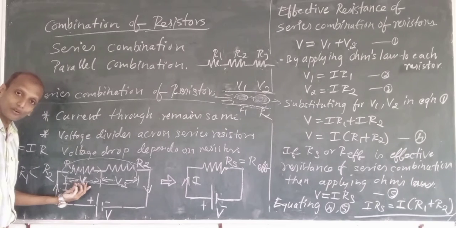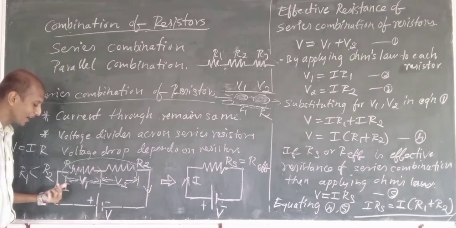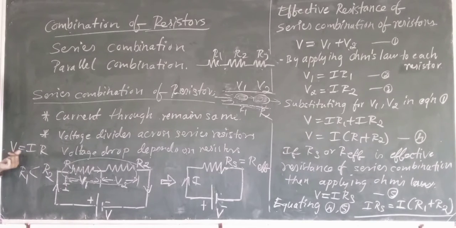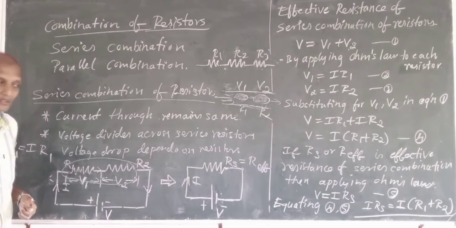So how can I write for V1? V1 will be equal to I into R1. My Ohm's law says V is equal to I into R, isn't it? Now my voltage is V1, and it is across which resistance? R1. So I can write V1 will be equal to I into R1. Correct? Clear or not?